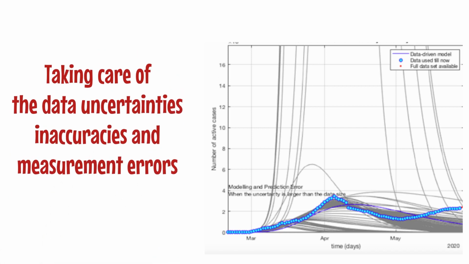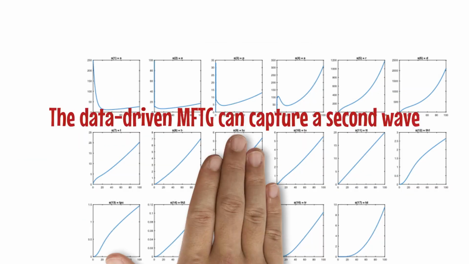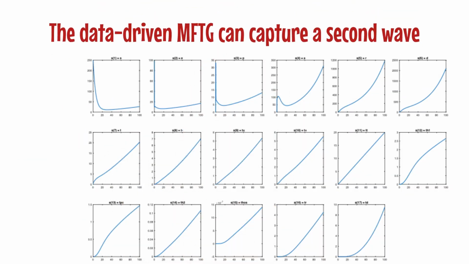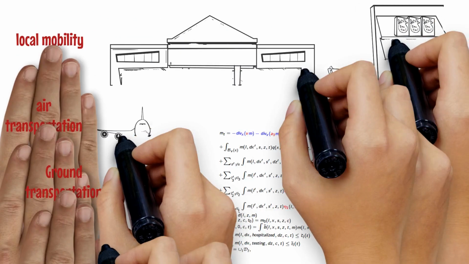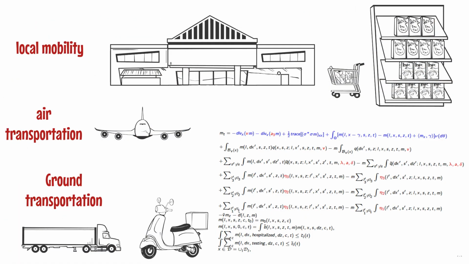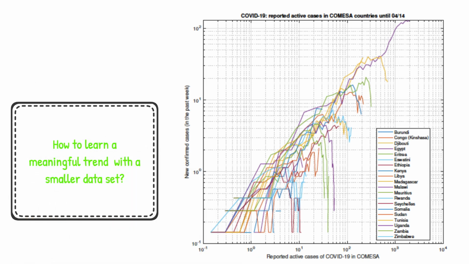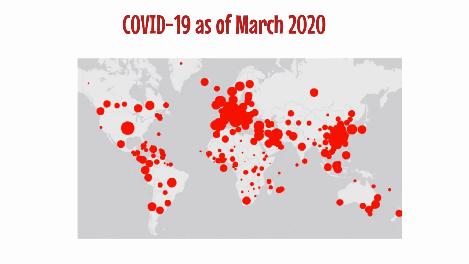The data-driven MFTG model takes into consideration the data inaccuracies, the measurement errors and time delays. The data-driven MFTG can capture multiple waves and multiple communities spread. It includes a pandemic layer, a local mobility layer, an air and ground transportation layer, travel restrictions, and on-site worked hours. For some countries, it is crucial to process the reported data by means of filtering and learn a meaningful trend with a smaller data set.